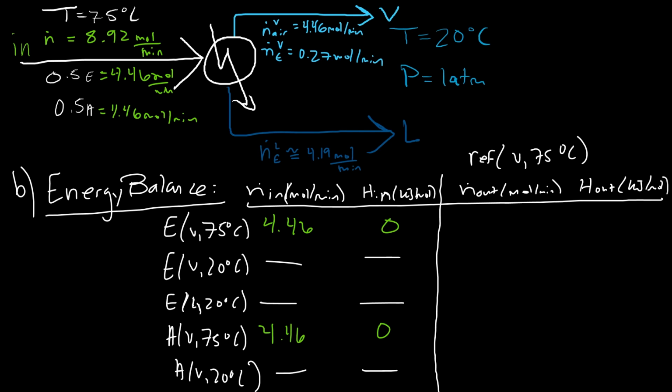Okay, so there's no ethanol vapor at 20 degrees Celsius or ethanol liquid at 20 degrees Celsius entering in the condenser. The next stream that we have information about in the inlet is air vapor at 75 degrees Celsius, which is entering in at 4.46 moles per minute.